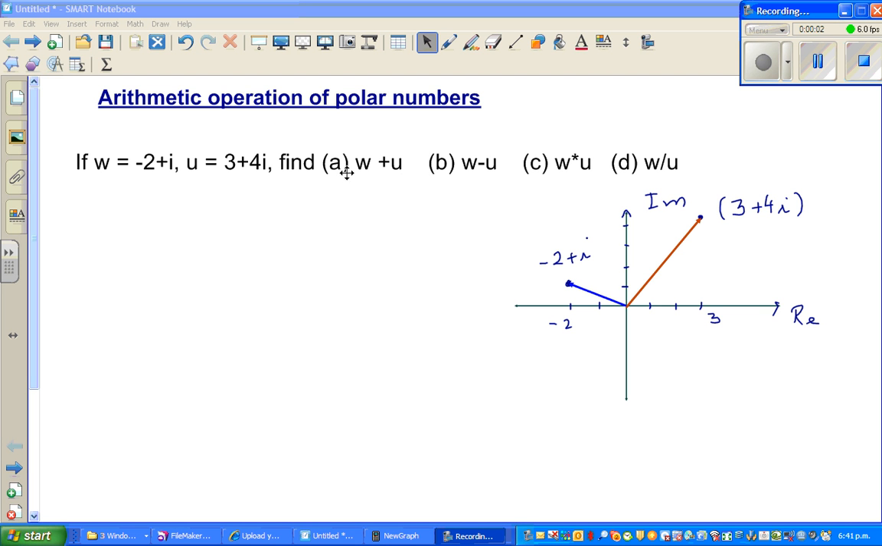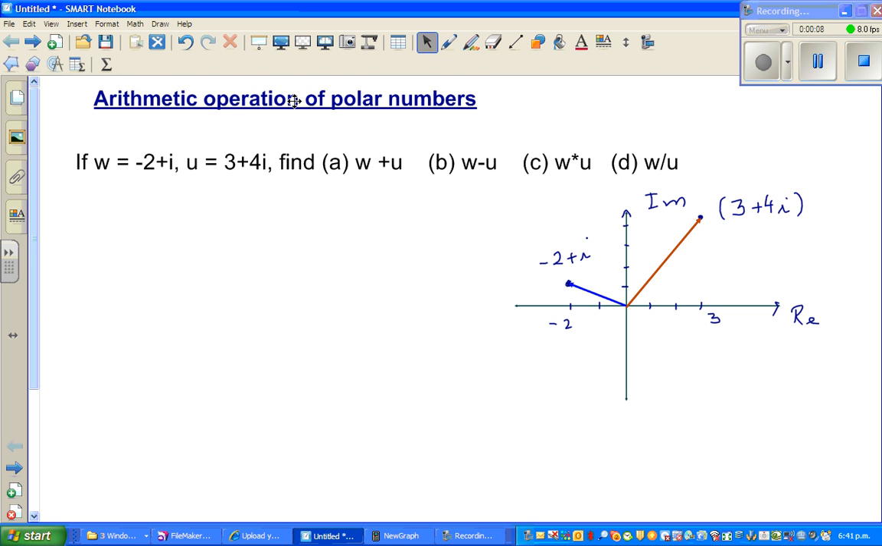Let's look at the arithmetic operation. I call this the arithmetic operation of polar numbers. Now, you've got two polar numbers. W is minus 2 plus i, and U is 3 plus 4i.